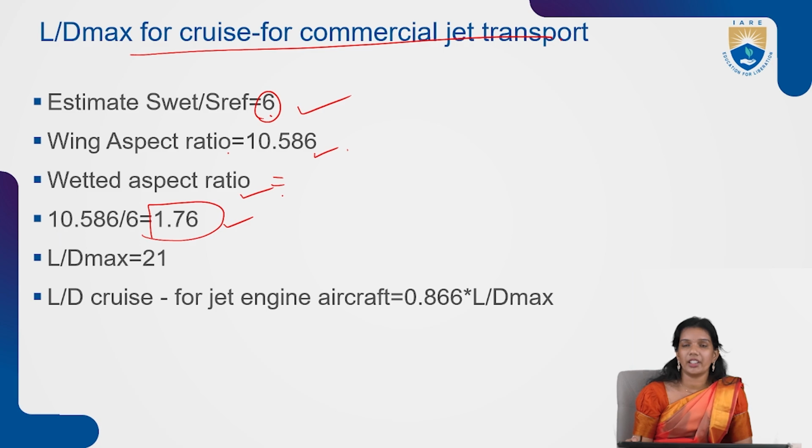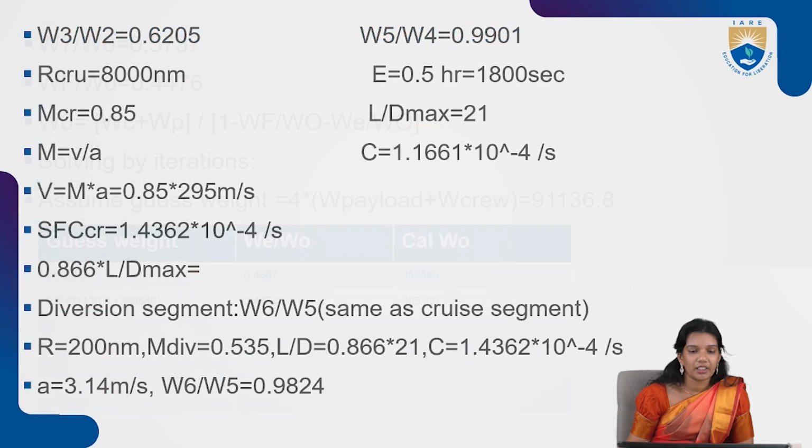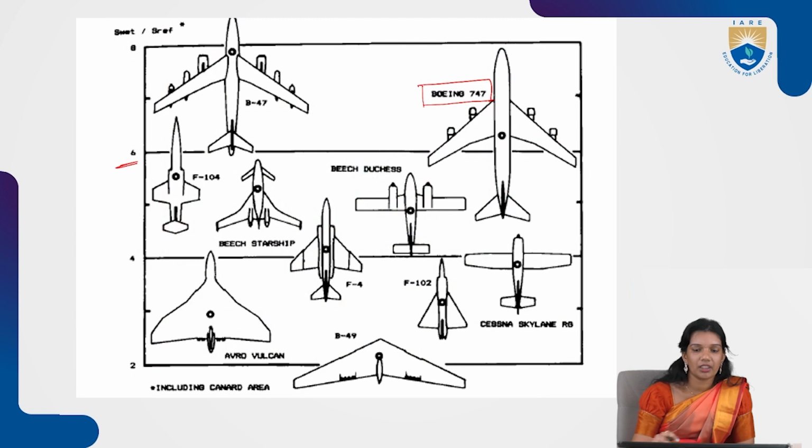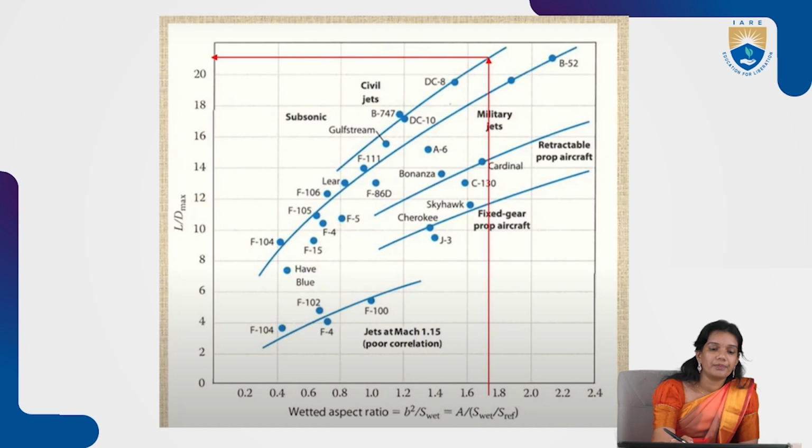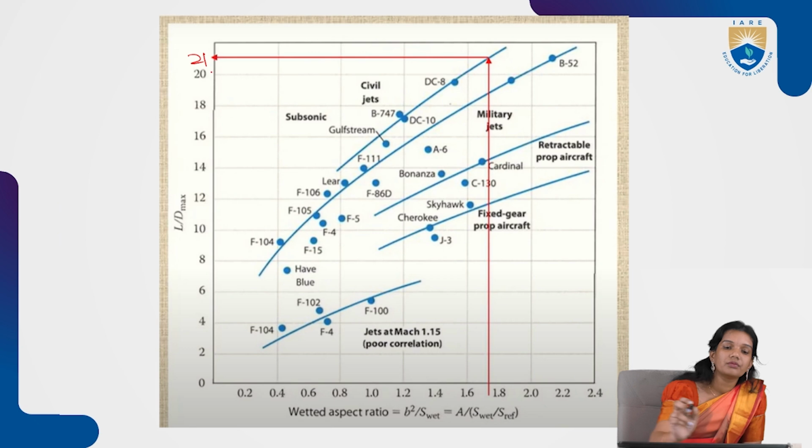Now with this, how do I calculate L by D max? Let us see one more chart. In order to find S weight by S ref, I consider whatever configuration is mentioned to me. If it is a Boeing 747, then I take the Boeing 747 value of S weight by S ref. Having that value, now to calculate the L by D max, I already know the weighted aspect ratio attained as 1.76. From 1.76, if we draw a straight line to your Boeing 747, we see that it is 21.